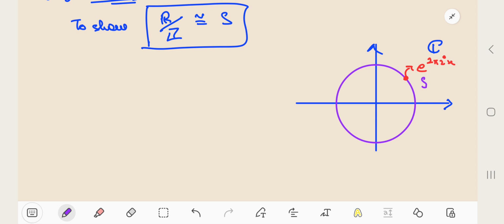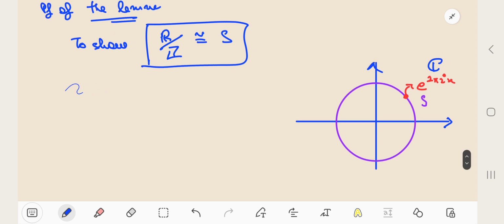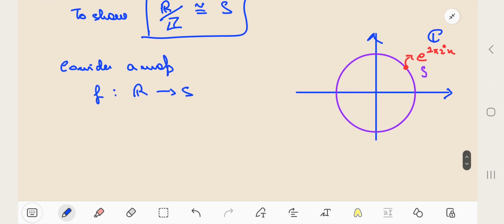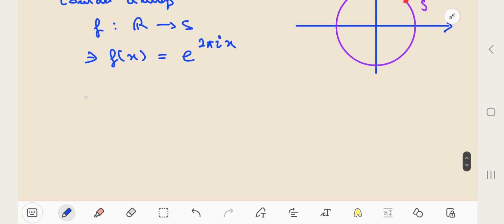Now, okay, now let's get back to what we were proving. So as I said, what we do is that we just consider a map. We consider a map f from R to S such that f maps a real number x to e to the power 2 pi i x. Okay, this is the function we'll need at most. And this map is clearly surjective. There's nothing complicated in there. The map is clearly surjective.